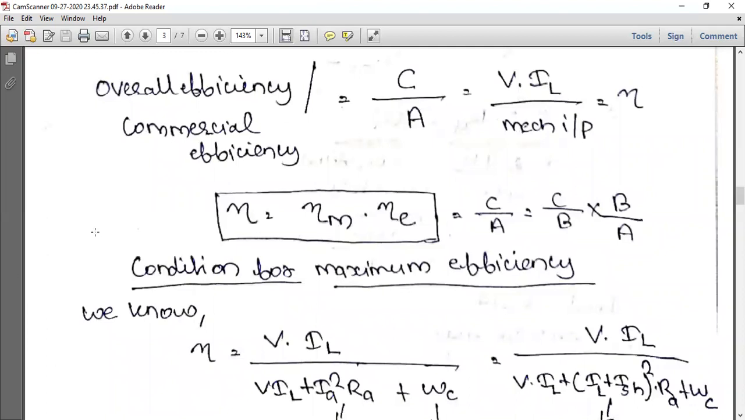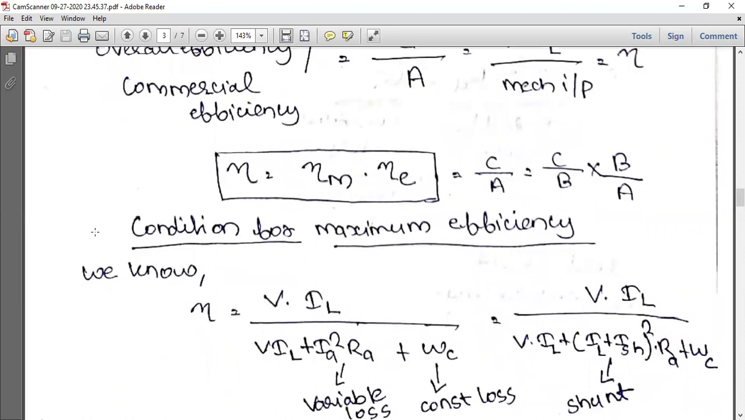Then how will we get the maximum efficiency? We prefer any motor with maximum efficiency only, right? So when we discuss maximum efficiency, we'll consider all these losses and everything, and we'll come to a conclusion where we will get the maximum efficiency.